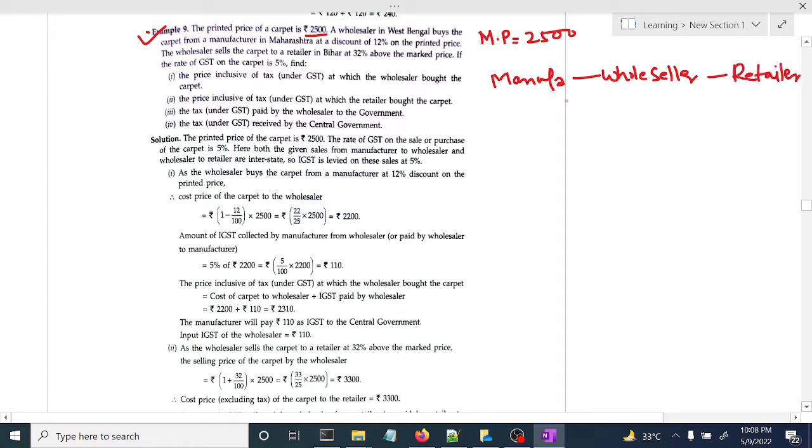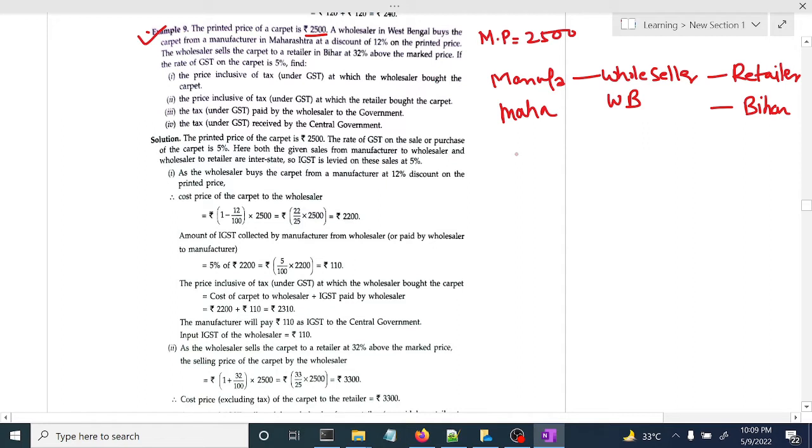So there is a wholesaler in West Bengal who buys a carpet from the manufacturer. The manufacturer is in Maharashtra. Because it is inter-state, IGST will come into the picture, and in IGST there is no component of state tax. It wholly belongs to central government. And then a discount of 2%, and then he sells to Bihar. The retailer is from Bihar.